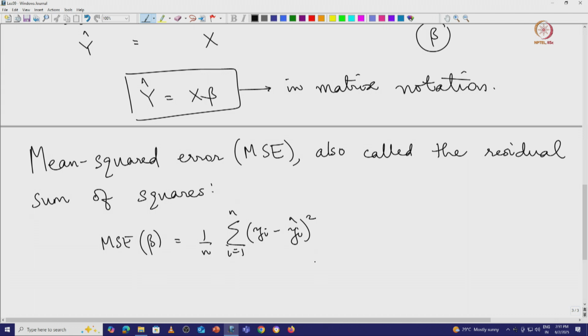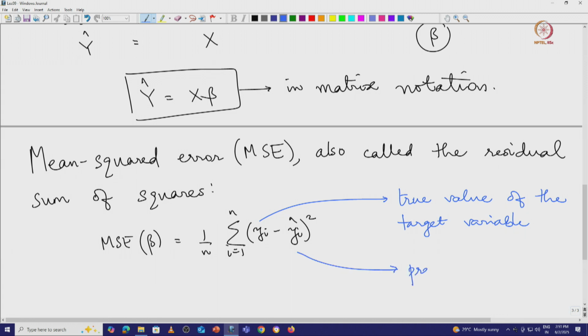Now here, as you rightly may have guessed, this y i is the true value of the target variable in the ith data point, and this y i hat is, as we have already defined, the predicted value of the target.